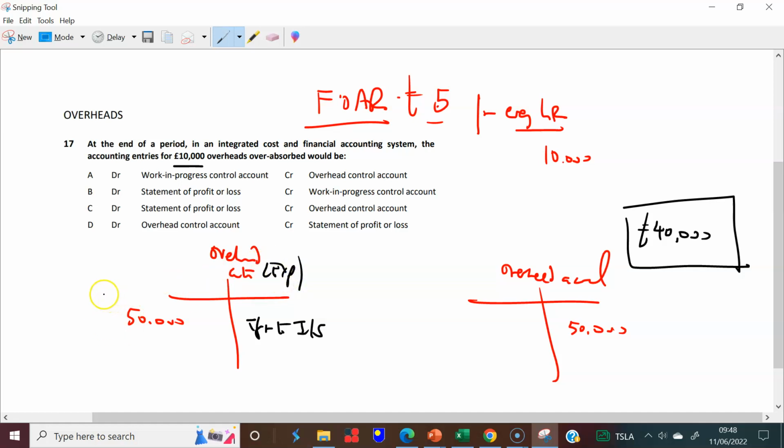So what do we do? Well, really, the argument here is, we don't owe 50,000. We owe 40,000. So this overhead accrual or overhead control account, what we now need to do is to reduce it by 10,000. So we debit 10,000, and credit the income statement 10,000, right? Depending on how your double entry was, we know this will all end up in the income statement.